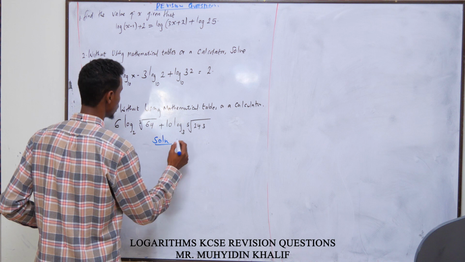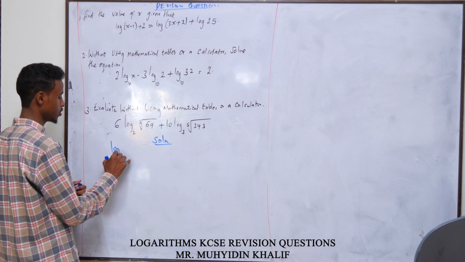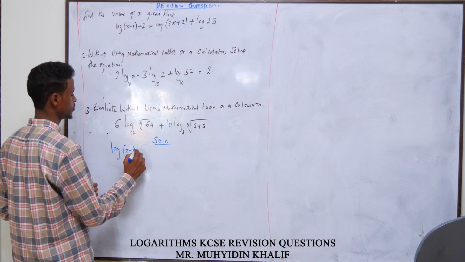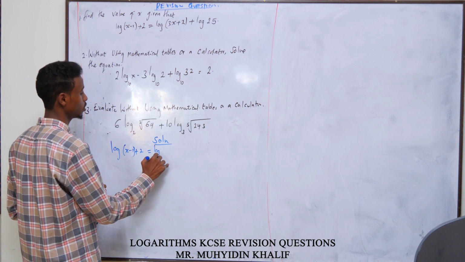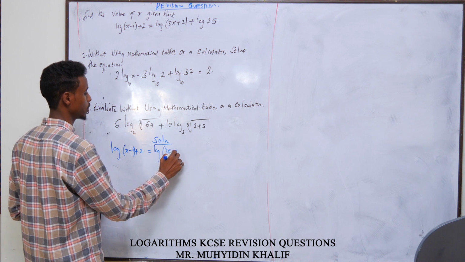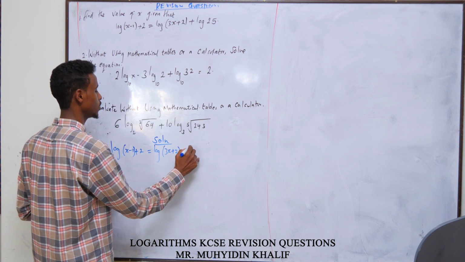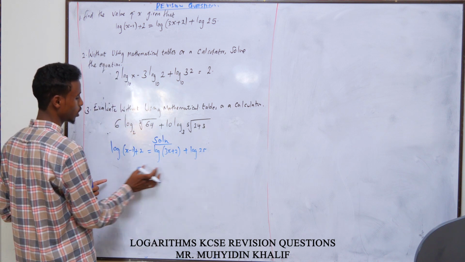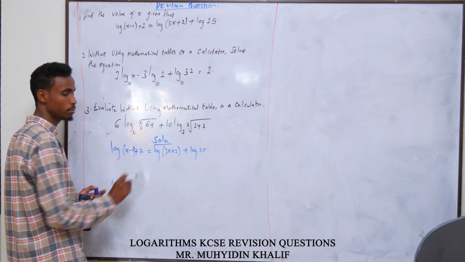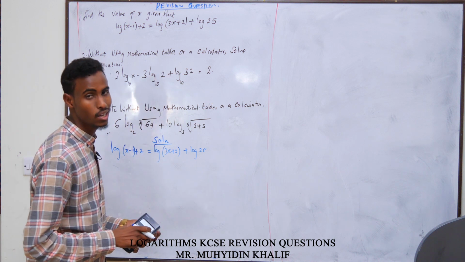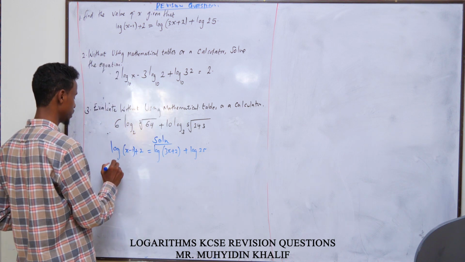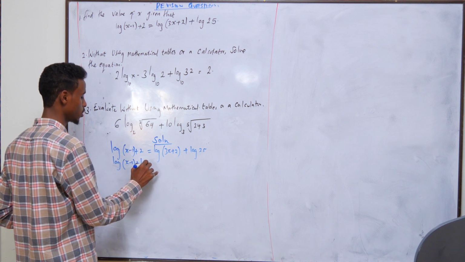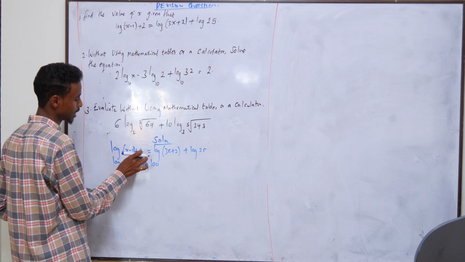Solution. Question number one is log (x − 1) + 2 = log (3x + 2) + log 25. Now, class, we can see that it's log. 2 can be expressed in the form of a log by writing log 100. Let's restructure it: log (x − 1) + log 100, since log 100 is the same as writing 2.